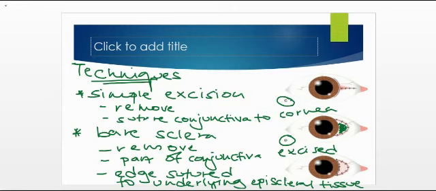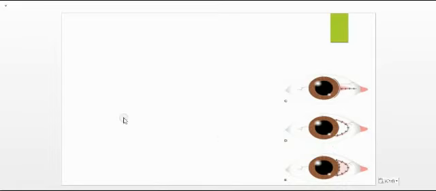Okay, so we covered 2 techniques already. Simple excision, that means I just remove and then I just suture the conjunctiva back to the cornea. Then bare sclera, I remove, then I'm also going to remove part of conjunctiva, so there's this bare area. Then whatever edge is there, I suture to the underlying episcleral tissue.